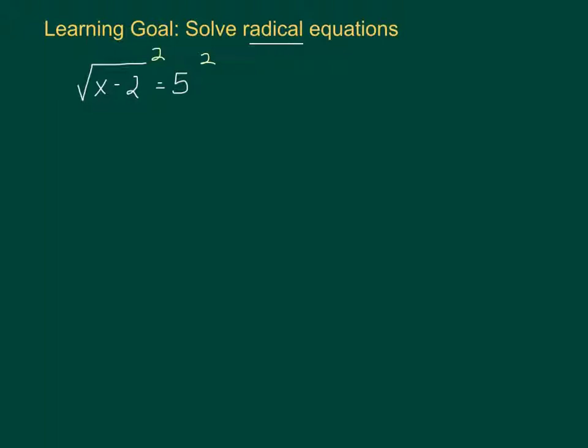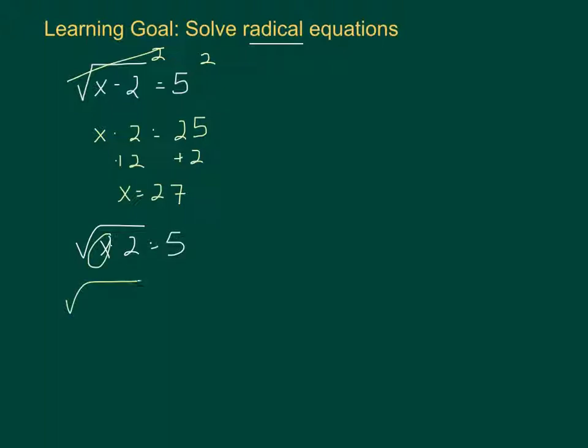So I will square both sides, and that means on the left-hand side, I'll be left with x minus 2. And on the right side, I need to square 5, so I get 5 squared, which is 25. Now I have an equation that I can solve by adding 2 to both sides, and x equals 27. If I go back to my original problem, the square root of x minus 2 equals 5, if I plug in 27 there, the square root of 27 minus 2, that is the square root of 25, which is 5. So my answer checks out, and x equals 27 works.